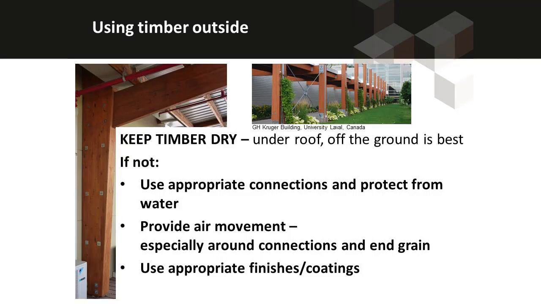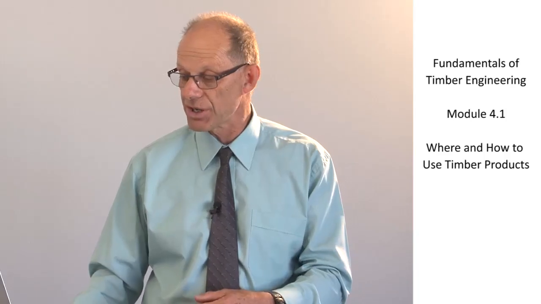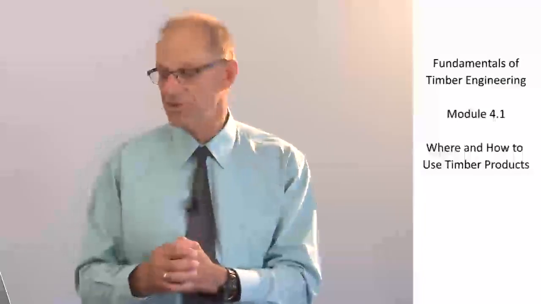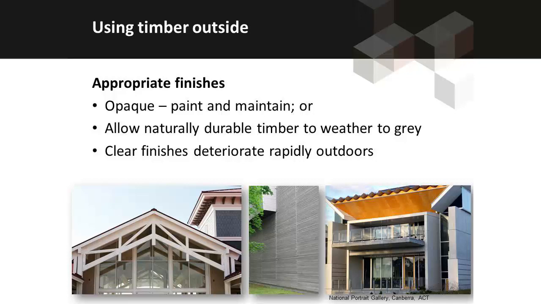We provide air movement around connections, and particularly around the end grains, so that any moisture that gets onto the timber can be removed by natural air movement. We're also going to use appropriate finishes and coatings to try and keep moisture out of the timber. And what are appropriate finishes? The ones that work best are opaque and light colour. They keep the sunlight off the timber and they stop the timber from getting too hot.